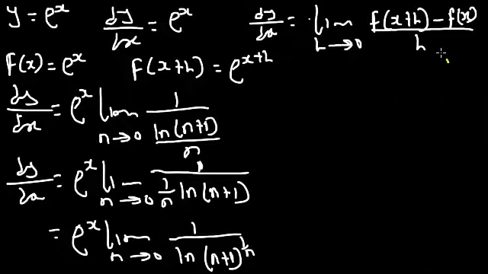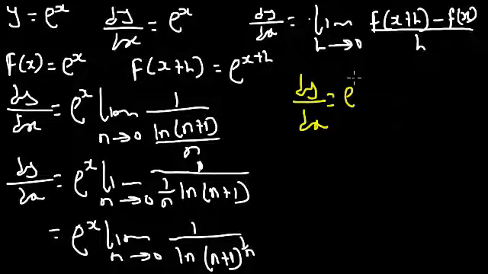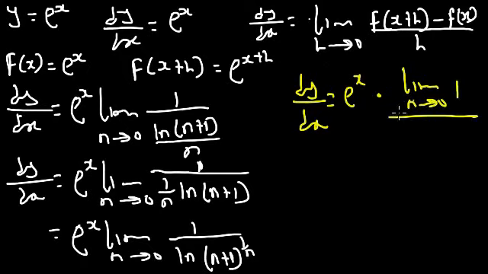And again, we are out of space. Let's get rid of this one. So having done that, let's basically distribute the limits to the entire fraction. So therefore, we now have our dy/dx equal to e to the power of x multiplied by the limit as n goes to 0 of 1 divided by the limit as n goes to 0 of ln n plus 1 to the power of 1 over n.